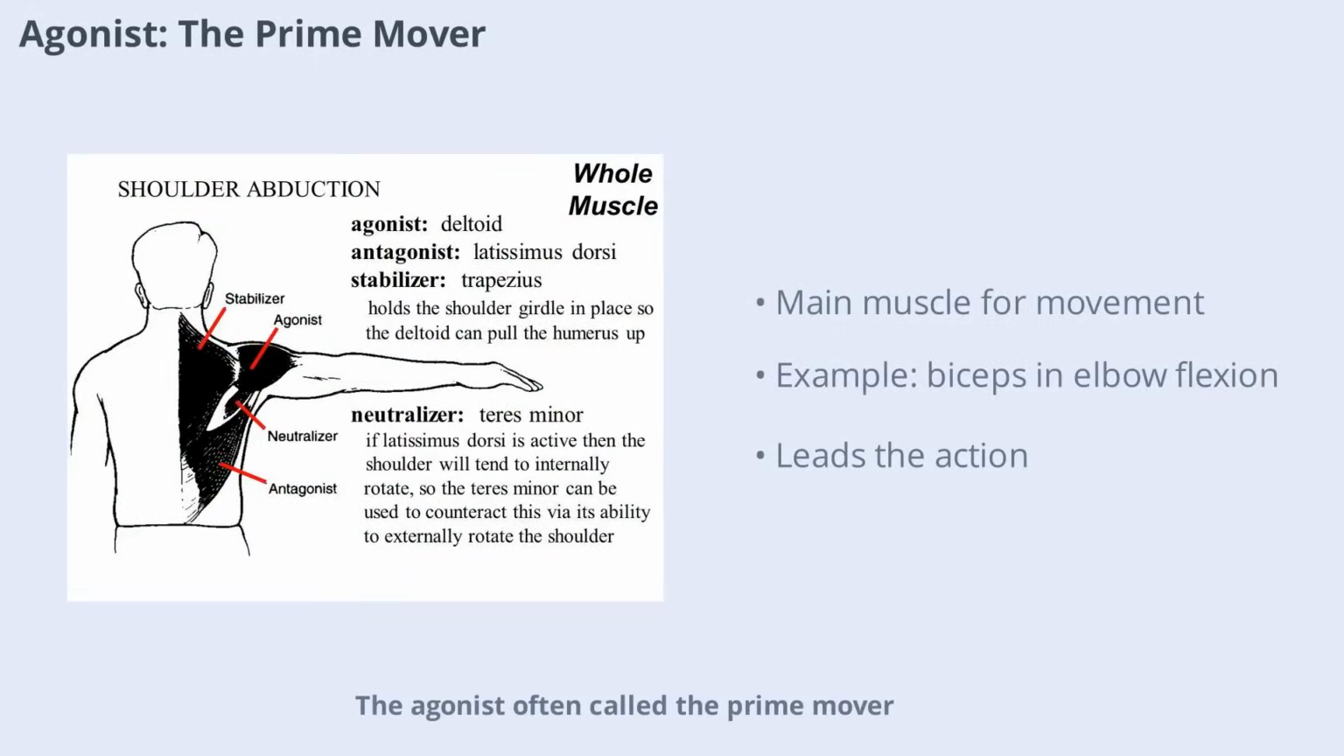Agonist, often called the prime mover, is the muscle primarily responsible for generating a specific movement. For example, during elbow flexion, such as when lifting a cup, the biceps brachii acts as the agonist. It contracts to produce the desired motion, leading the action. Without the agonist, movement simply wouldn't happen. This role is crucial in every voluntary action, from simple gestures to complex athletic feats.